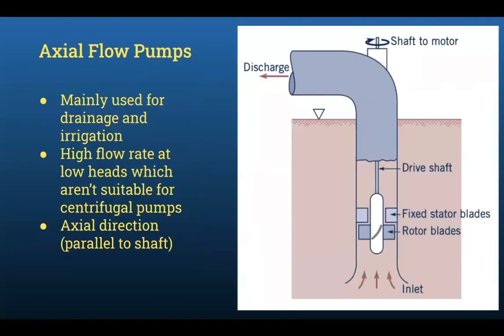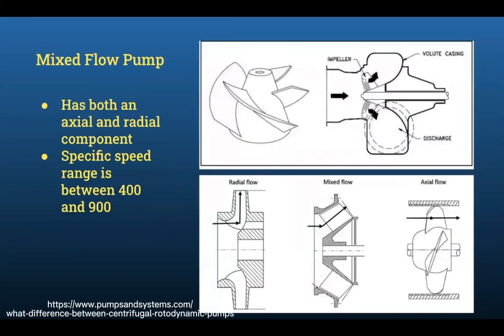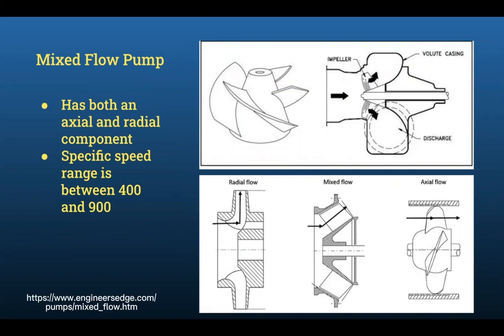Now that we've covered dimensionless parameters and similarity laws, we're going to talk about some of the other types of pumps, aside from centrifugal, that these parameters and laws would also be applicable to. A commonly used one is the axial flow pump, mainly used for applications requiring drainage or irrigation, since you'll need high flow rates at low heads, and centrifugal pumps aren't suitable. The flow is parallel to the shaft and moves past the rotor blades and is straightened more by the stator blades. Mixed flow pumps have both radial and axial components and are used for applications requiring intermediate specific speeds between 400 and 900 to operate efficiently.